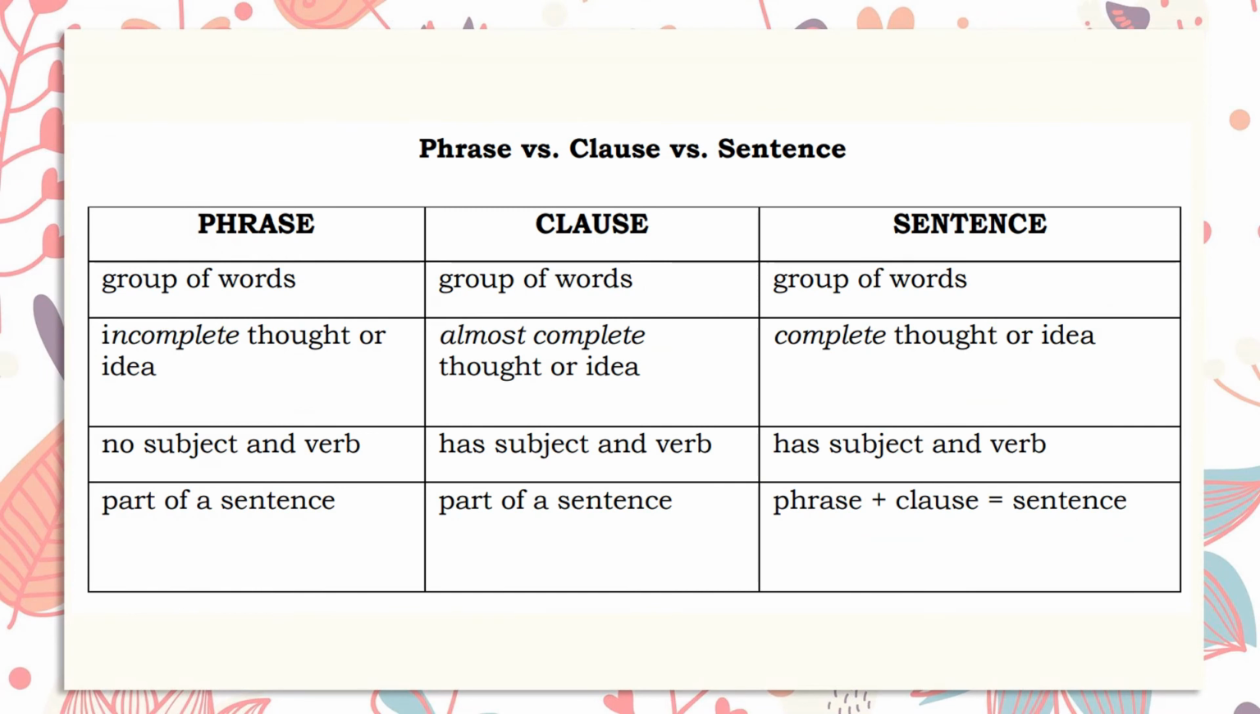Alright, let's have a very quick recap of our discussion. When we say phrase, it refers to a group of words with incomplete thought or idea. It does not have subject and verb and it's part of a sentence. Clause also refers to a group of words, but it has almost complete thought or idea unlike the phrase. It has subject and verb and it is also part of a sentence. Sentence is group of words with complete thought or idea. It has the subject and the verb, and it is composed of phrase and clause.